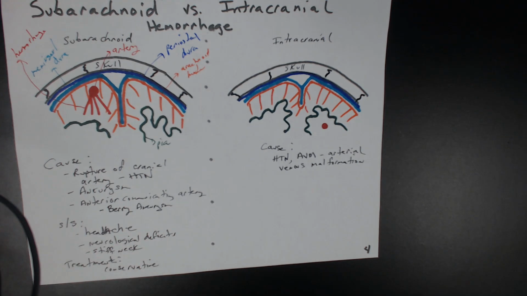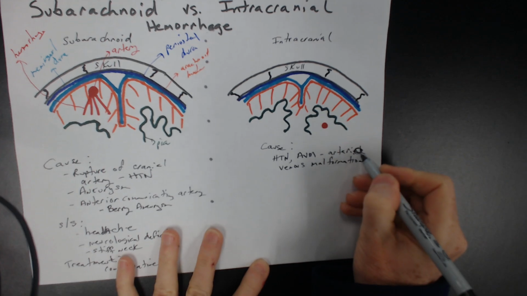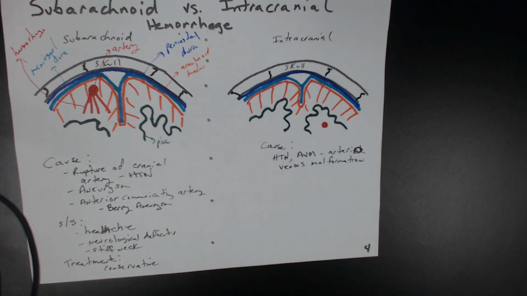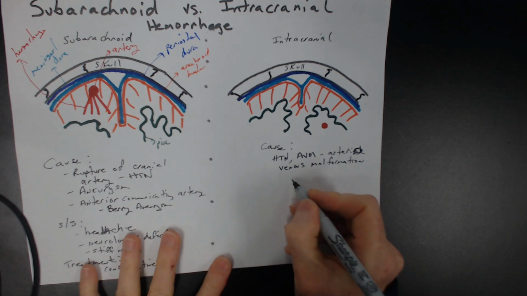Okay, an AVM is a congenital deficit where the arteries and veins come together. They form a tangle, and that tangle is more likely to rupture. So AVM is arteriovenous malformation. And this can happen in specific places.